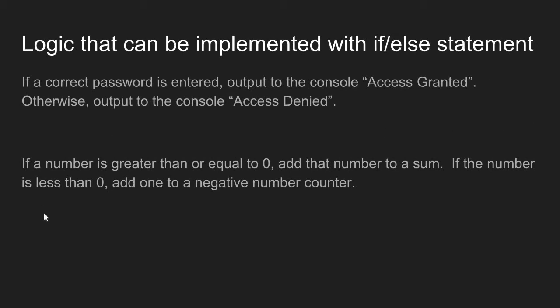Let's look at our next example. If a number is greater than or equal to 0, add that number to a sum. If the number is less than 0, add 1 to a negative number counter. Now, even though our two works are not related to one another, our conditions are. A number is either going to be greater than or equal to 0, or it will be less than 0. Because these two conditions are linked, I can implement the solution using an if-else statement.